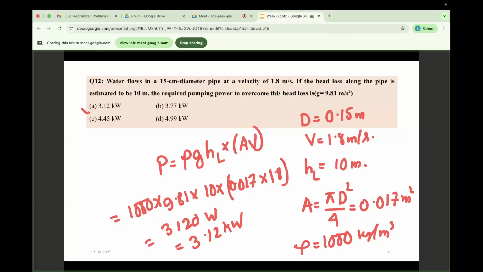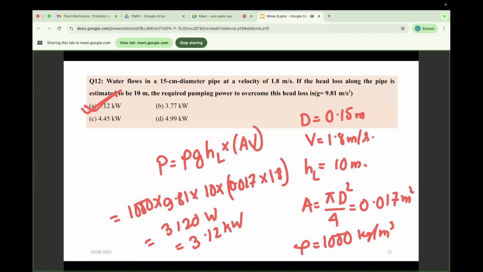So yes, Mr. Pritham is correct. That type of question you can also expect. So it is a simple formula. Always remember this: power is pressure, change in pressure, into flow rate. Also you can find another formula, which is weight flow rate into head.